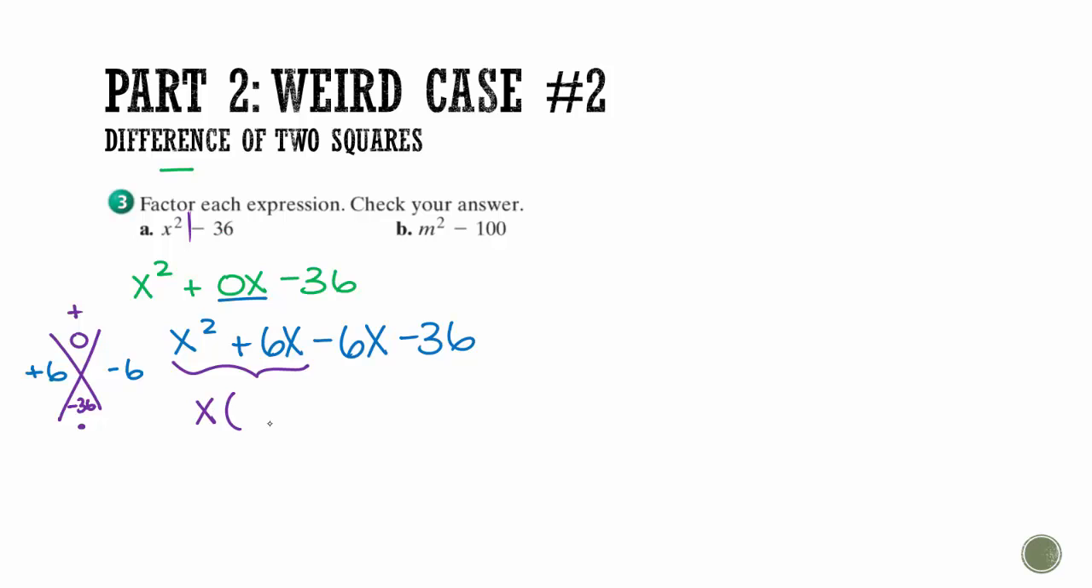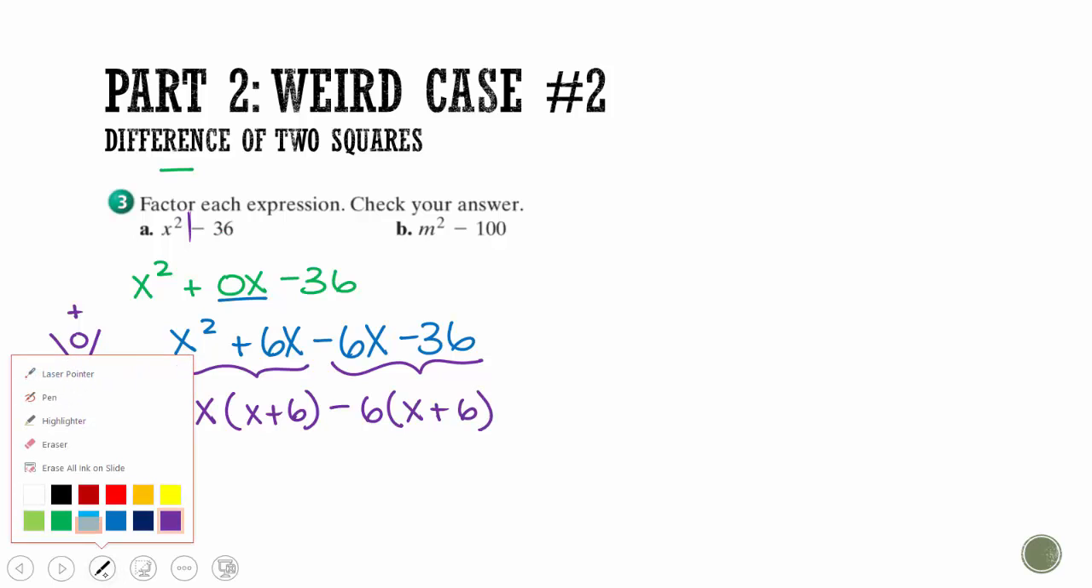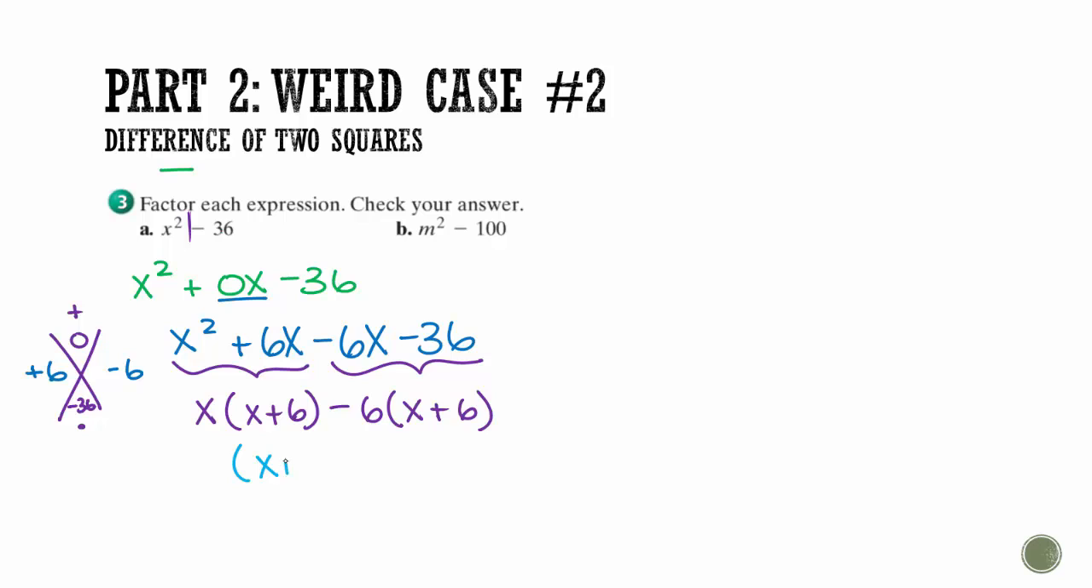These guys have an x in common, and I'm left with x plus 6. These guys have a negative 6, and I'm left with x plus 6. I know I did it right because my middle terms are the same. So you get x plus 6, and then what's left over is x minus 6. You're going to notice that every single time this happens, these two are going to look exactly the same, except one's going to be positive, one's going to be negative.